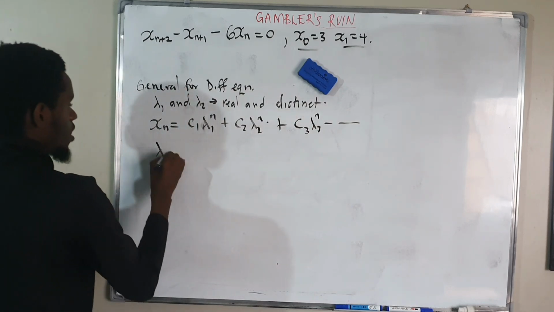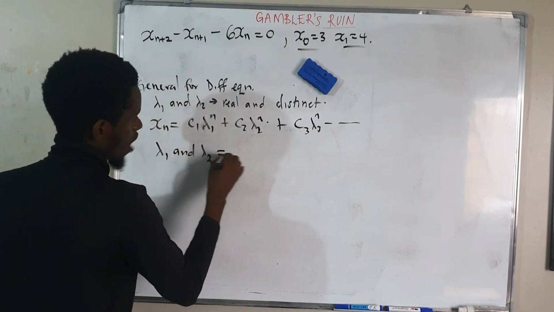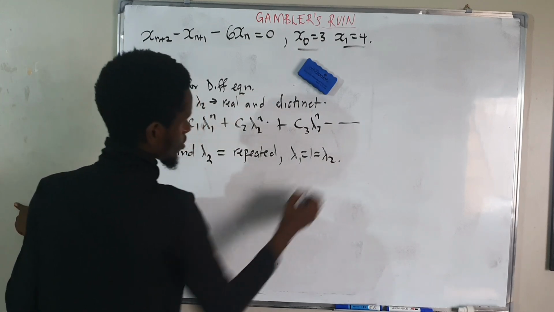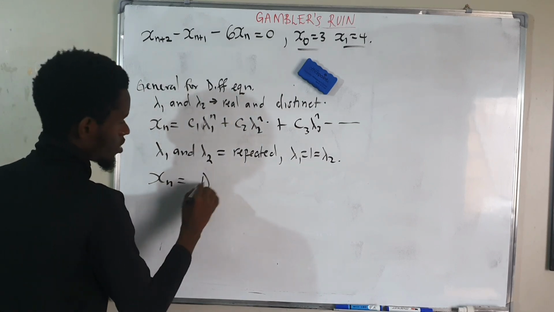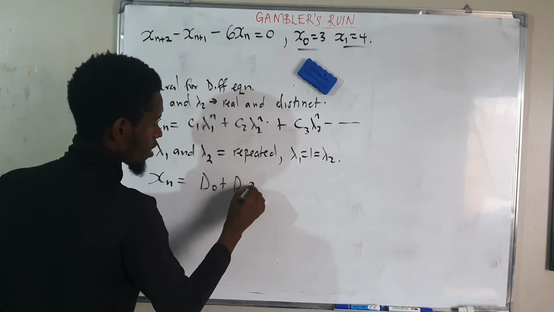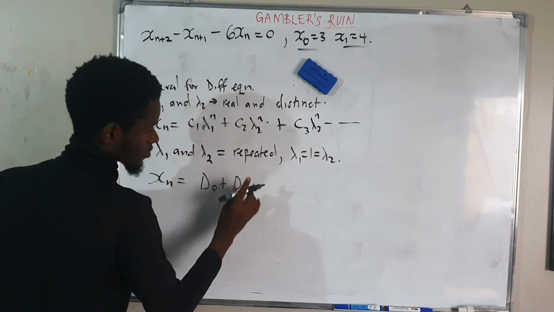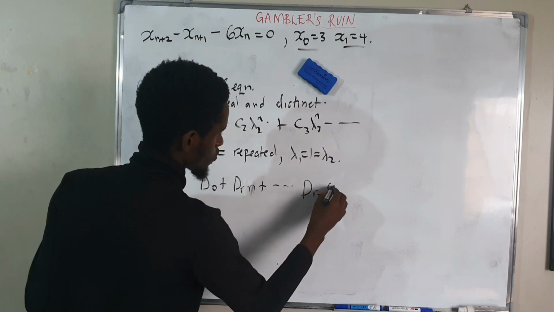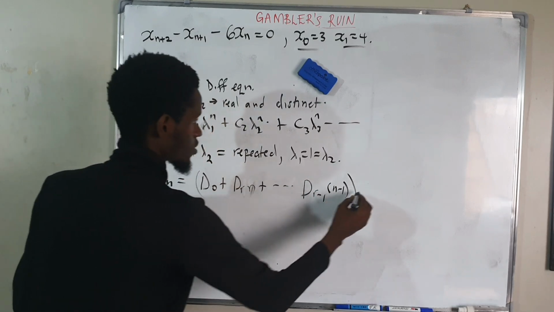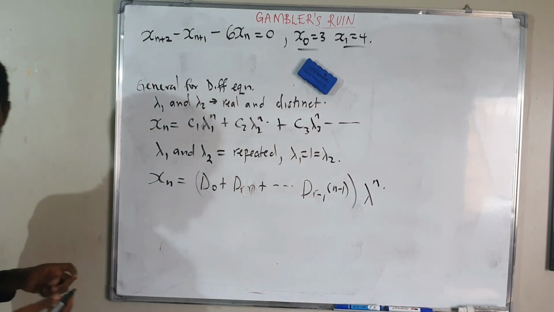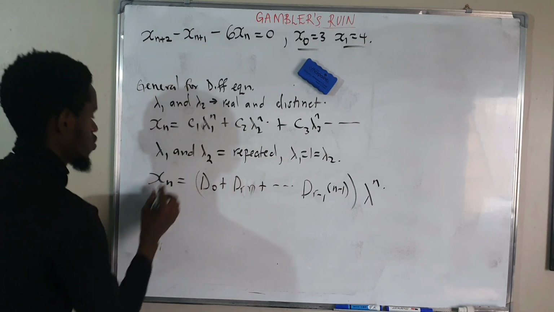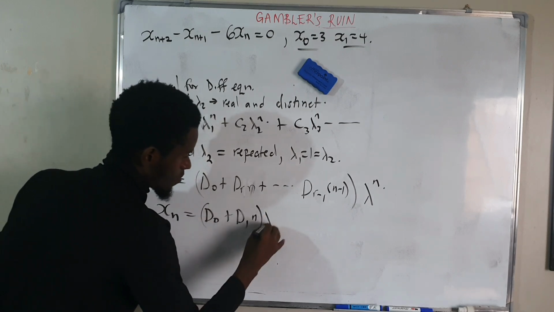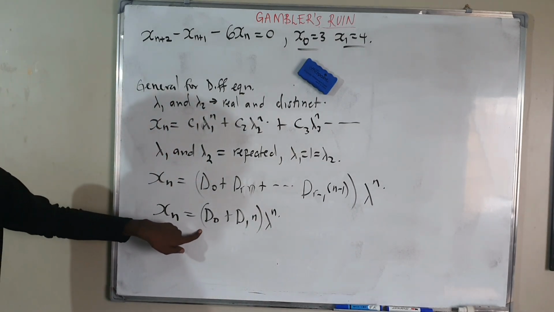Now, if our lambda 1 and lambda 2 are repeated roots, like lambda 1 equals lambda 2, then what's going to be our xn? Our xn is going to be d0 plus d1 n plus, up to the r-th term, r minus 1 into n power r minus 1, everything times lambda power n. Therefore, if we have only two lambdas, I'll just say xn equals d0 plus d1 n, into lambda power n. This is going to be our general solution when our lambdas are repeated roots.